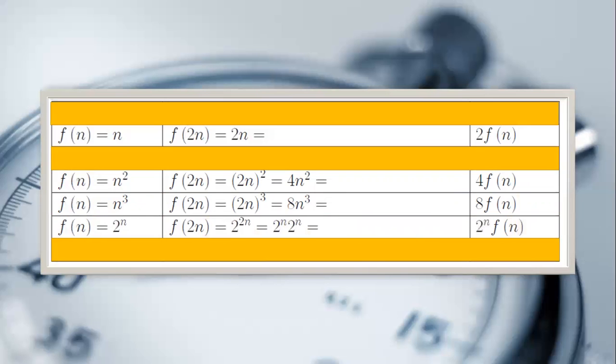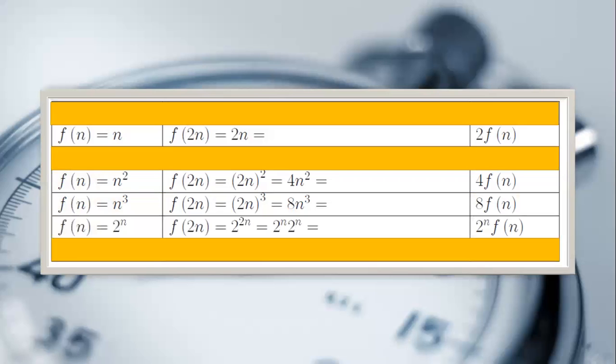And then when you get to the exponential function, 2 to the n, this gets even worse, right? Doubling your input from n to 2n, multiplying that by 2, means that you do 2 to the n times as much work.